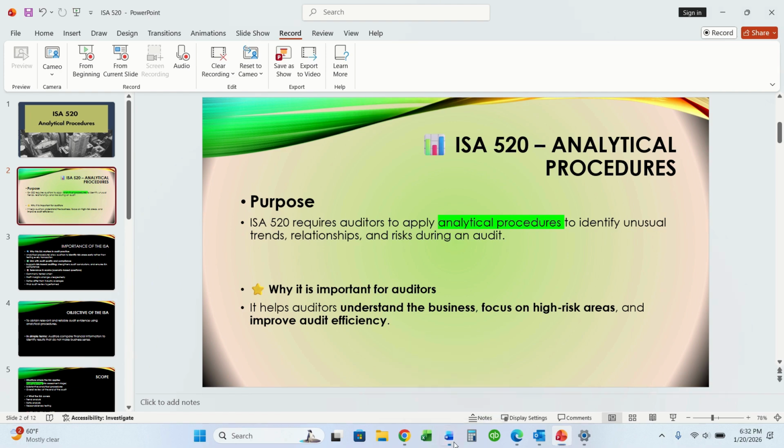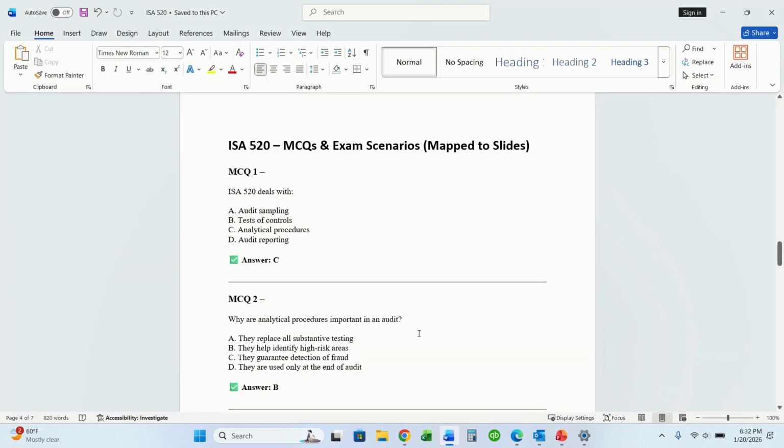Let's have a look at some MCQs that are related to your exams. ISA 520 deals with: option A, audit sampling; option B, tests of controls; option C, analytical procedures; or option D, audit reporting. So the correct option is option C, analytical procedures.